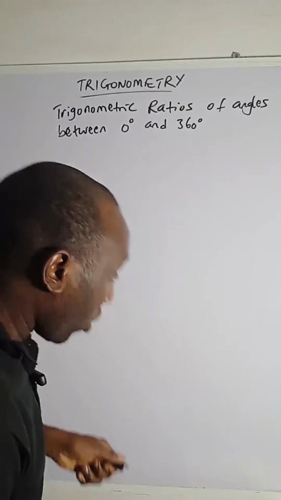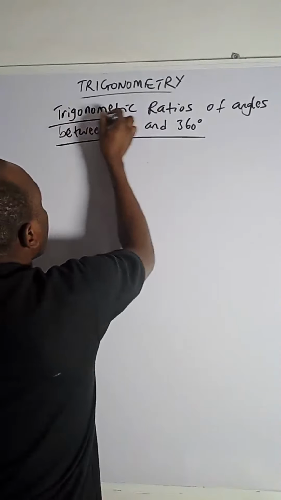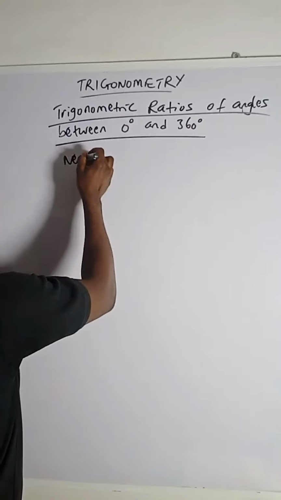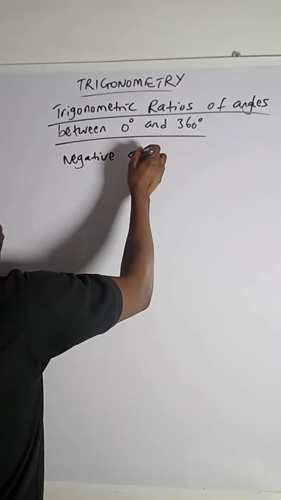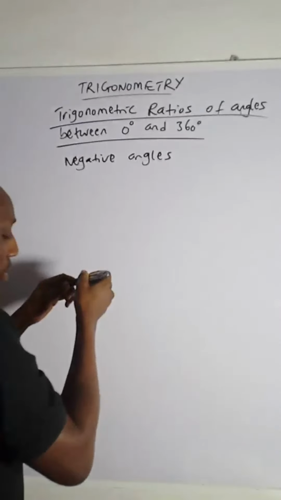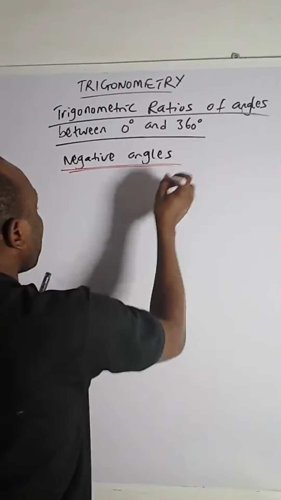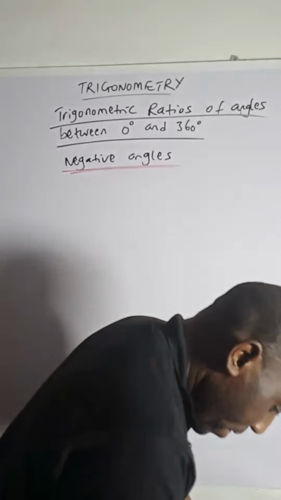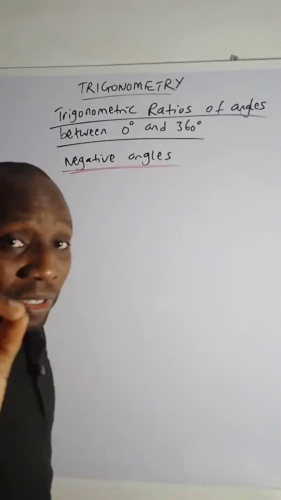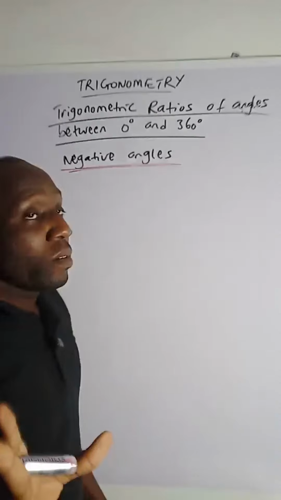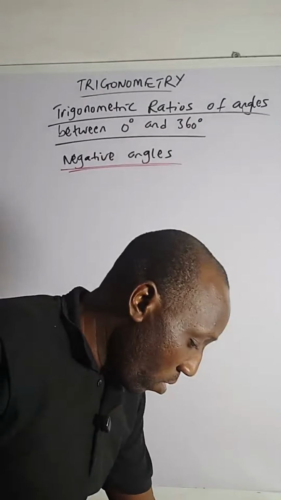So I want us to talk about negative angles. Let's talk about negative angles. We're not going to rush this at all. And then we need to know how to get the reference angle when the angle is a negative angle, okay?